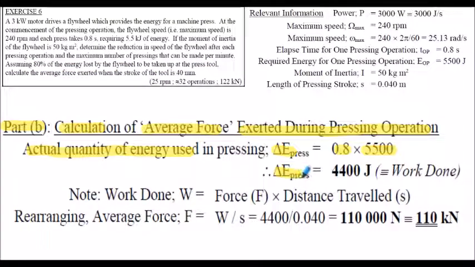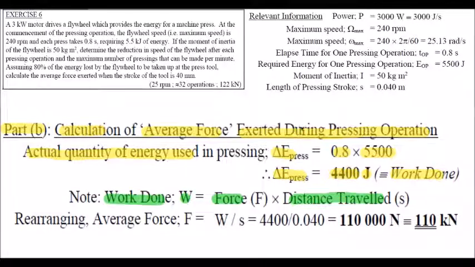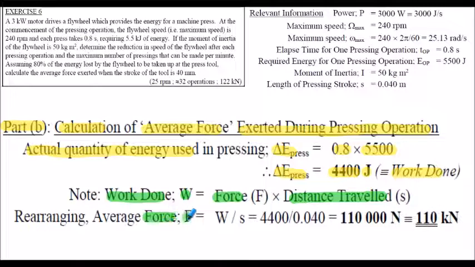So the change in energy that's actually useful in the pressing is 4,400 joules. It's the work that's done. And we know that work done, W, is force multiplied by the distance travelled, where the distance travelled in this case relates to the length of the pressing stroke, symbol S, which is 0.040 metres. So rearranging, the average force, F, is equal to the work done divided by the distance travelled. So 4,400 is the work or the energy used, and we divide that by 0.04, which is the distance travelled. And that gives us 110,000 newtons, or 110 kilonewtons, as the average force exerted during the pressing operation.